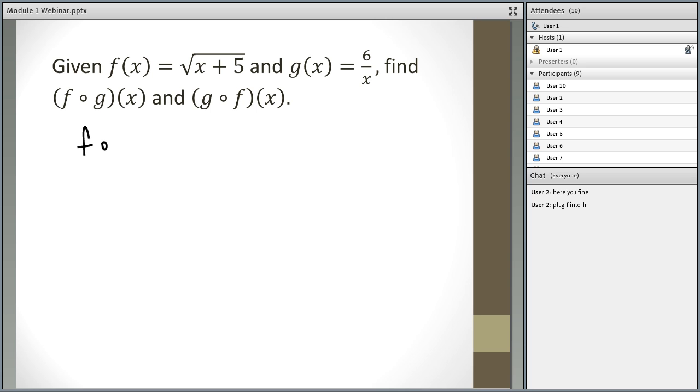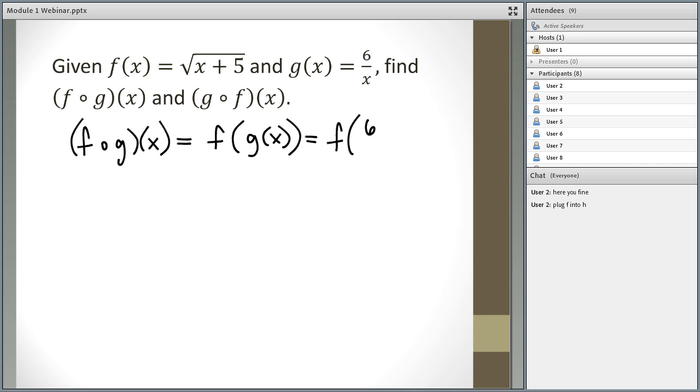So first, f composed of g of x. That's actually saying plug g of x into f of x. So another way that helps to write this is to write this as f of g of x. So it's saying take g of x and plug it into f. It's another notation for the same thing. And one benefit of writing it this way is, what's g of x? It's 6 over x, right? So I can write it as f of 6 over x.